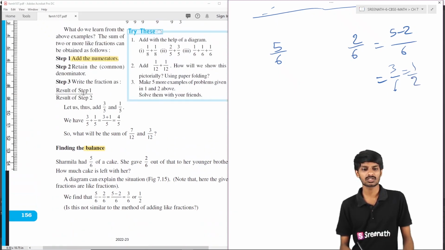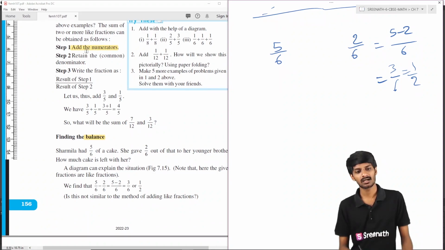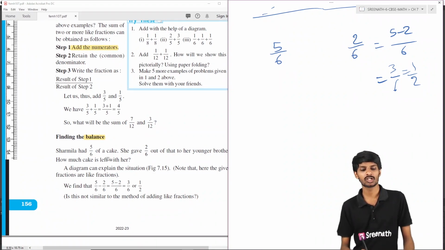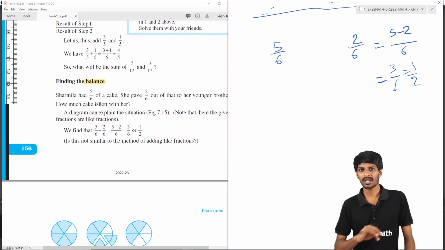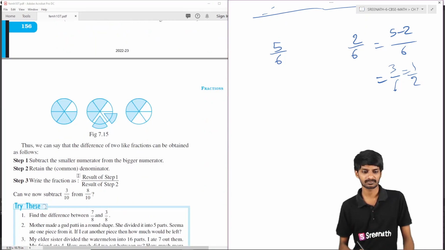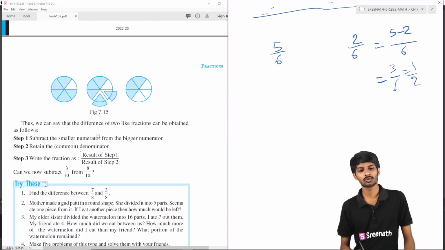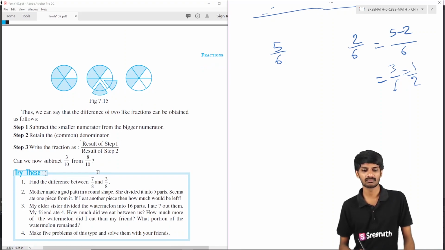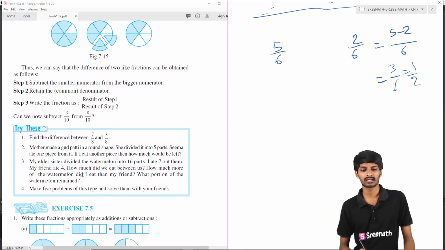So the procedure is this, students: first you add the numerators, second you write the same denominator. Third, write the step 1 result in the numerator and the step 2 result in the denominator. For subtraction also the same procedure: subtract the smaller numerator from the bigger numerator. That is the thing. Next is common denominator.